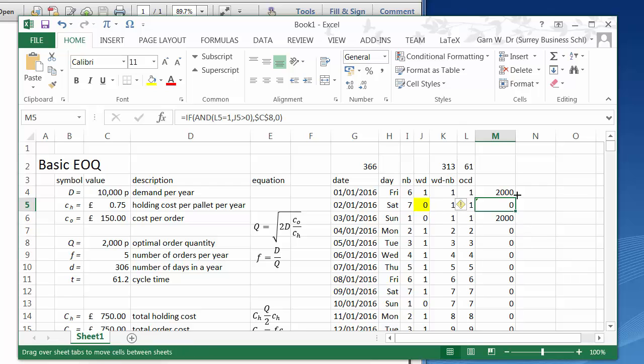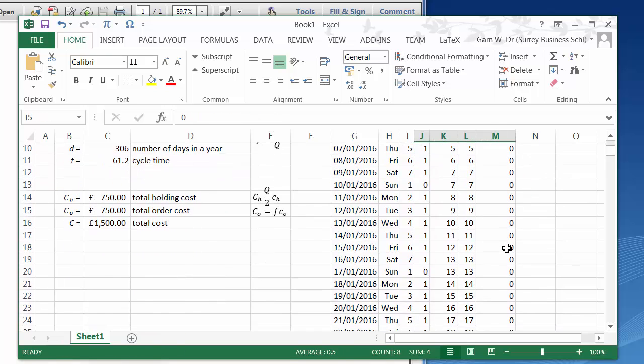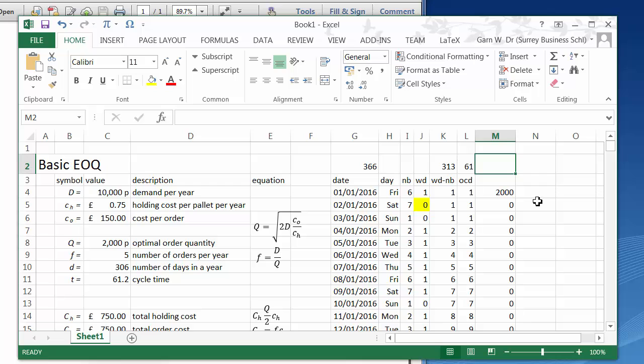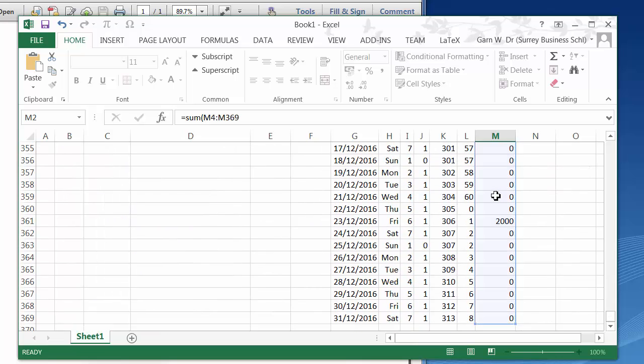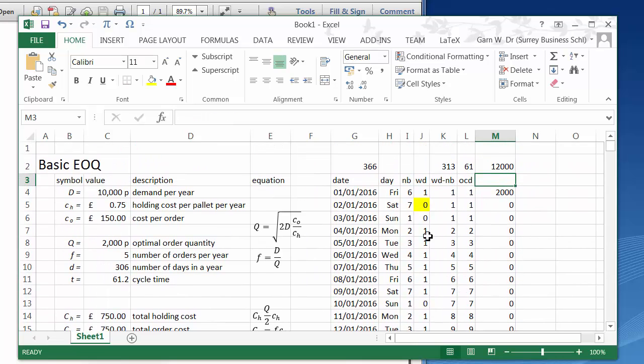Okay, let's drag this formula up and down. Good, so now we have got no repetitions. Let's see how much order quantity we have in this year. $12,000. So that's a bit of a hammer, because we only wanted 10,000. We have only got a demand of 10,000 items.